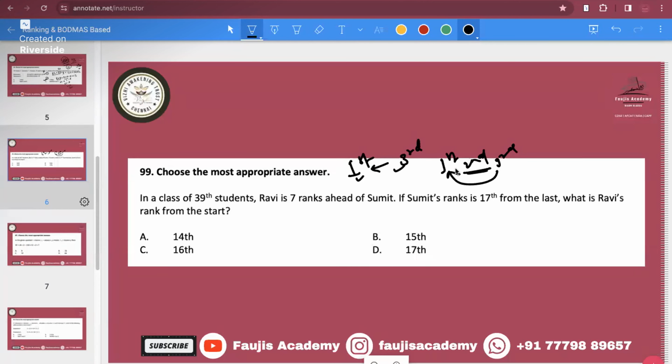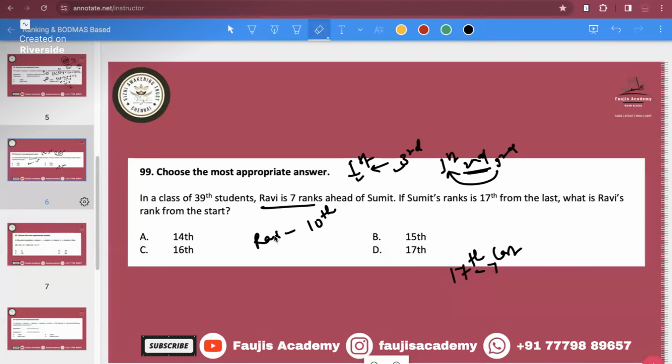Okay. So in a class of 39 students, Ravi is 7 ranks ahead of Sumit. Sumit ranks 17th from last. So if Sumit ranks 17th from last, obviously if Ravi is 7 ranks ahead, then minus 7, that means from last, Ravi will be 10th rank. I mean, from last it is saying, yeah.